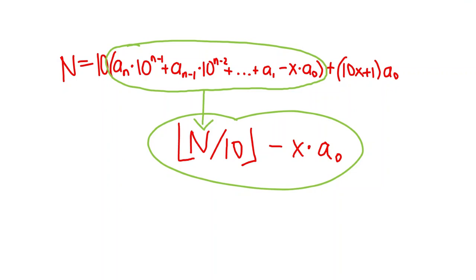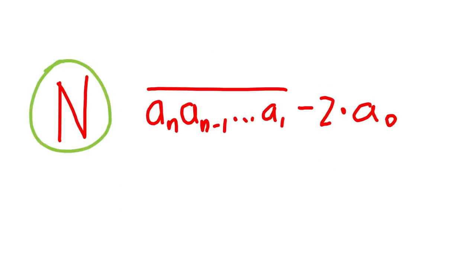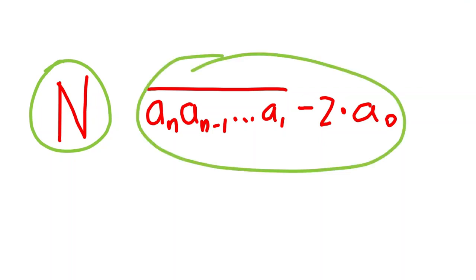We just need to figure out what x is. We know that we assume 10x plus 1 must be a multiple of 7, and an example of when this is true is when x equals 2. So now we know that in order for n to be a multiple of 7, subtracting twice the last digit of n from the remaining digits must give a multiple of 7. You can test this for yourself with any number to verify that this works.